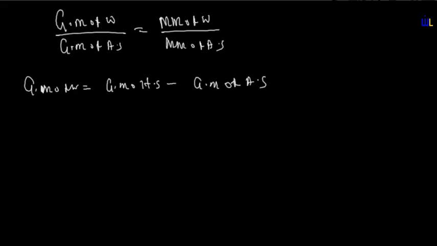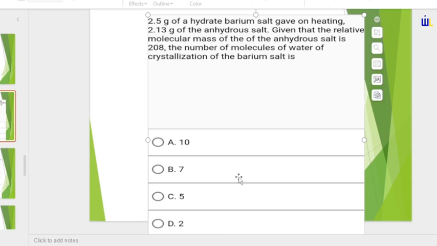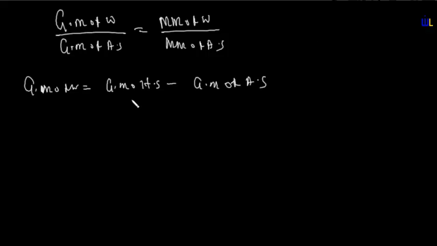Thank you. So from what you wrote, let's look at the screen. What is the value for hydrated salt? They said 2.5 gram of hydrated salt on heating gave 2.13 gram of anhydrous salt. So the hydrated salt is 2.5 gram. The anhydrous salt is 2.13 gram. So what is going to be the given mass of water? You've not done it. What's the answer?